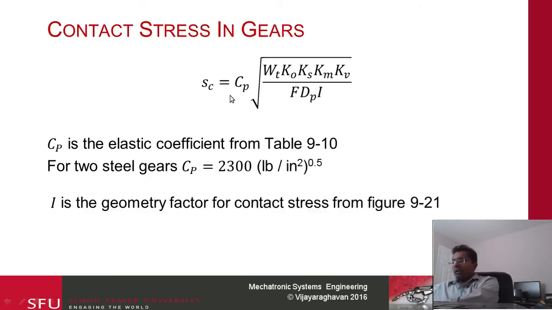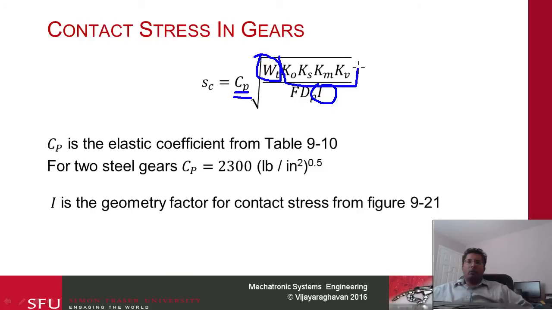The Cp here measures the effective modulus when two materials are in contact. Wt is the tangential force. The I takes care of converting it from the tangential to the radial force. And then these are the same overload factors that we encountered when calculating the bending value. In this case, this is dependent on the face as well as the diameter of the pinion.